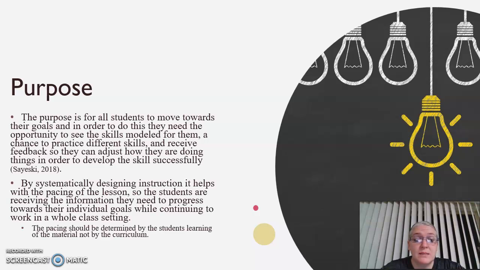By systematically designing instruction, it helps with the pacing of the lesson so the students are receiving the information they need to progress towards their goals while continuing to work in a whole class setting. The pacing should be determined by the students' learning of the material, not by the curriculum.